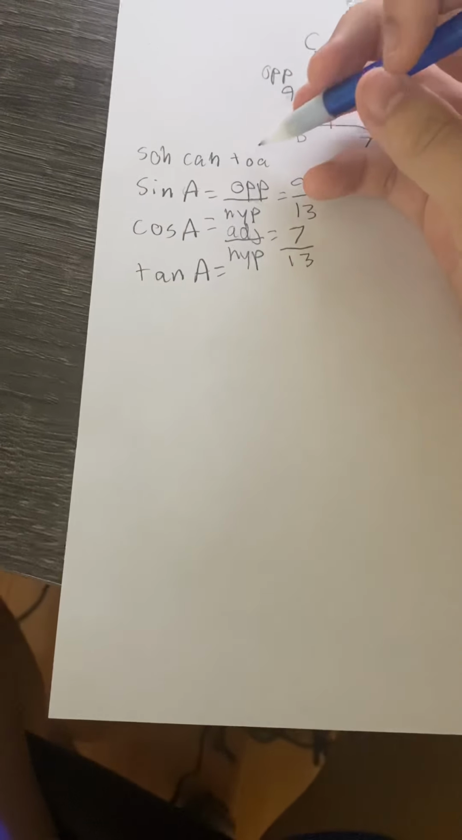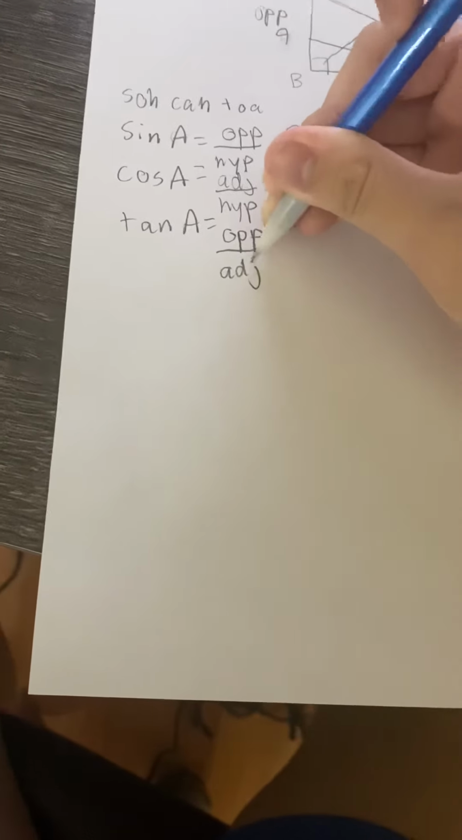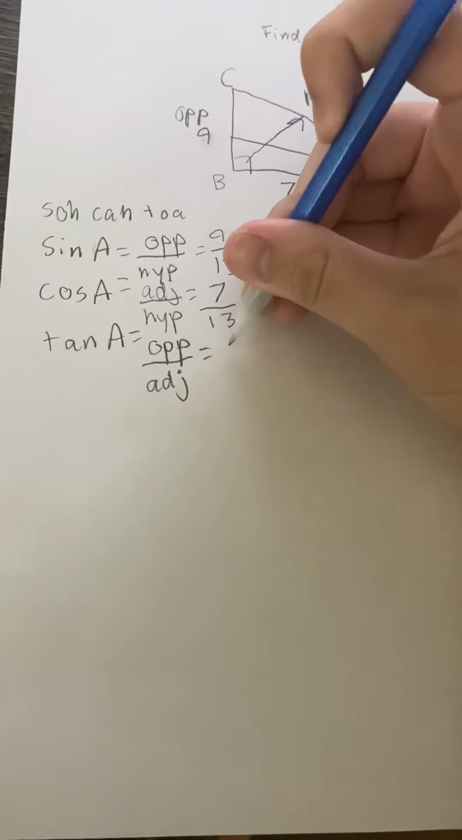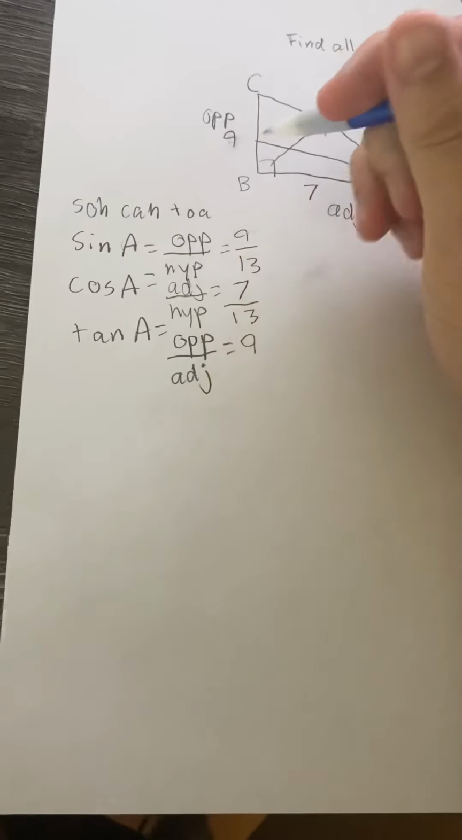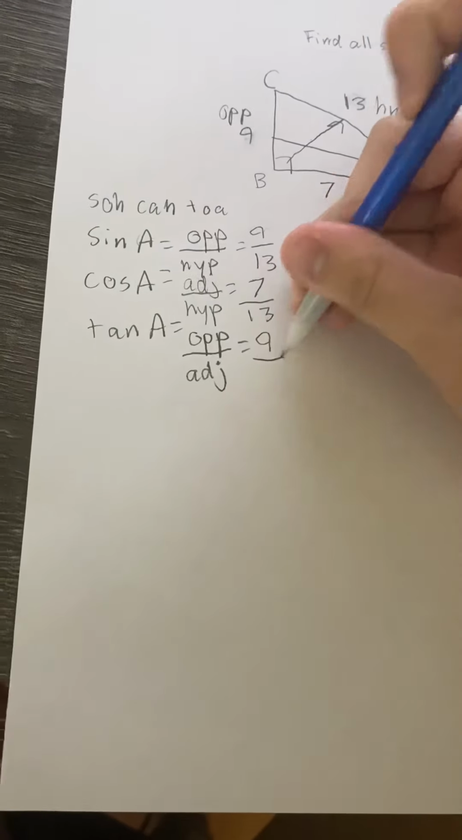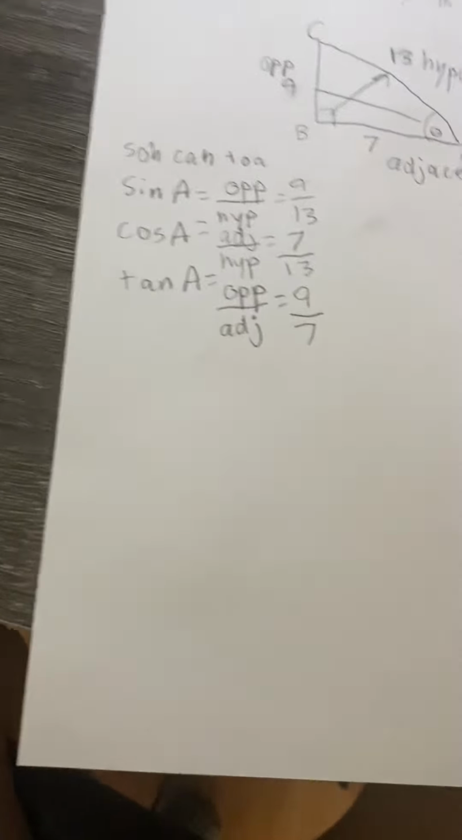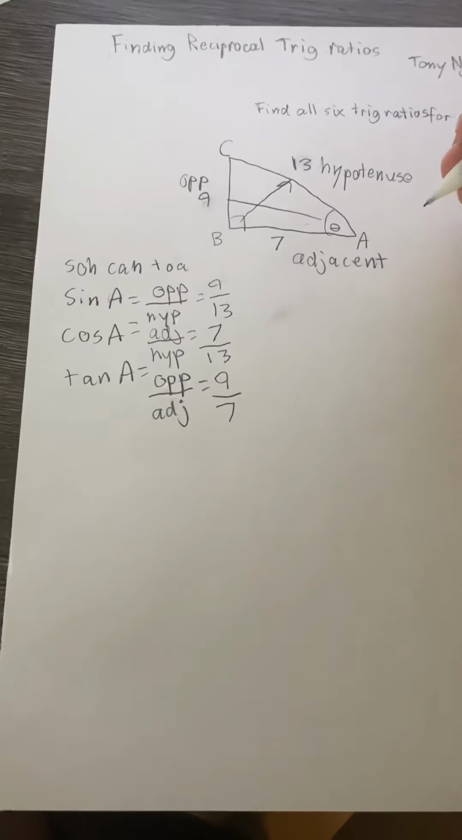For tangent, an easy way of memorizing it is to use TOA, where T stands for tangent, and O and A stand for opposite and adjacent. So we do opposite over adjacent. Our opposite is 9, since it states so in the right triangle, over our adjacent, which is 7. Now we know the three basic trig ratios.